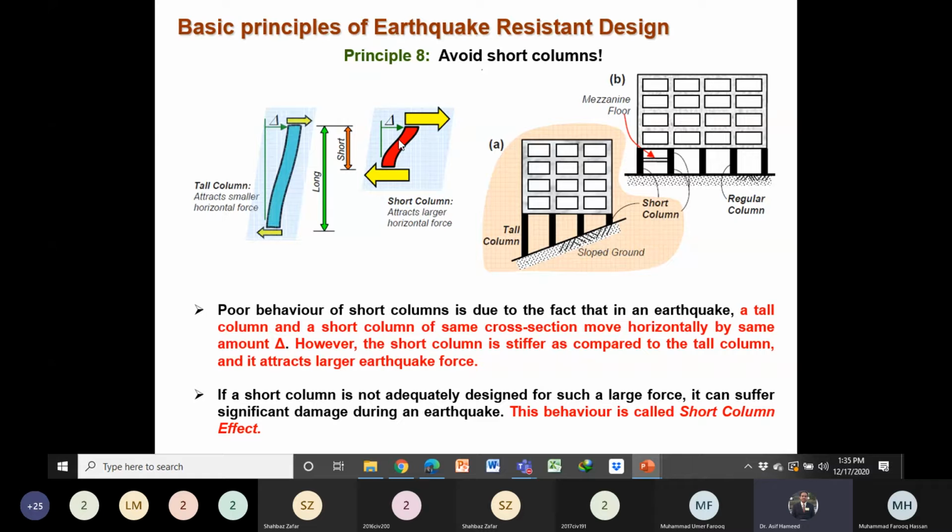But this one is stiffer. Short column is stiffer. It will attract more earthquake forces. The short column can damage. So we should avoid the short column.